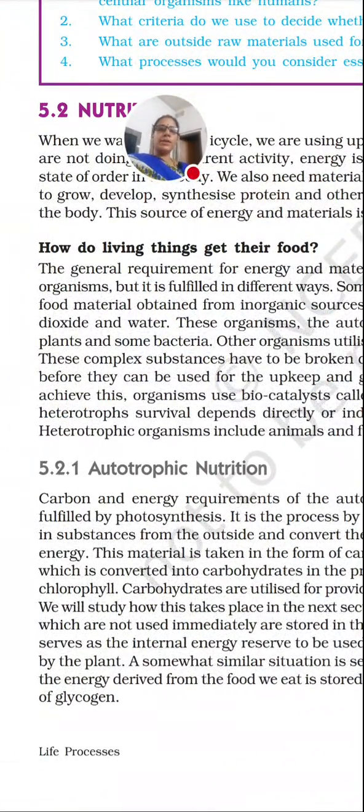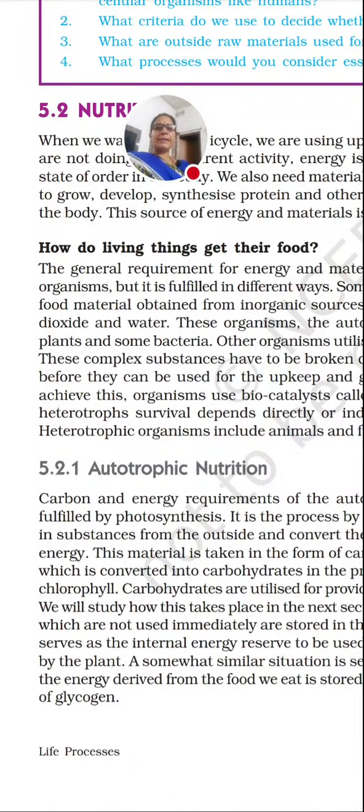So here some organisms are using carbon dioxide and water so that they can generate food. That is nothing but plants. So plants take carbon dioxide, water in presence of sunlight and chlorophyll. They synthesize carbohydrate type of food. So that is autotrophic nutrition.